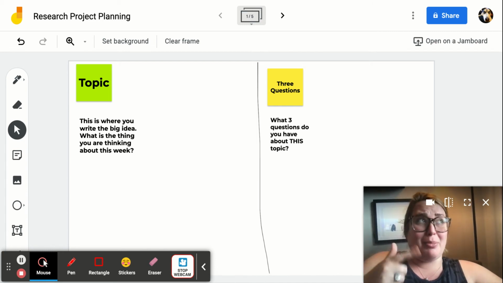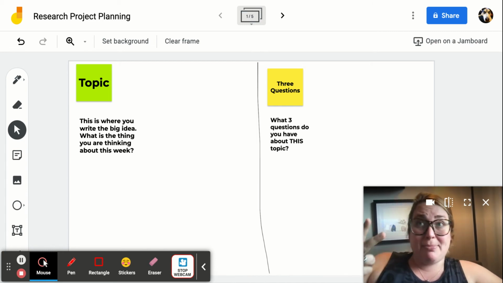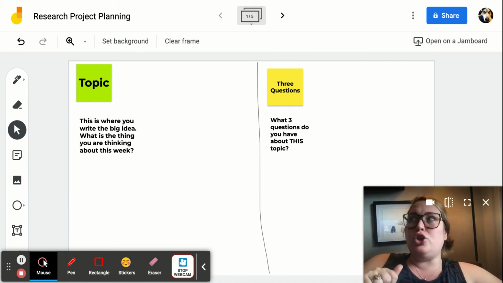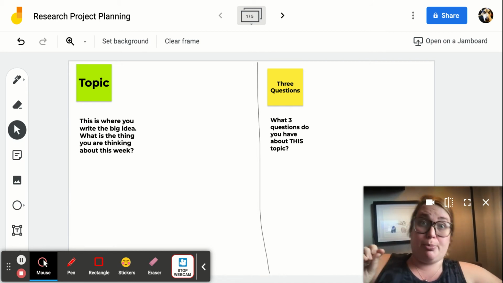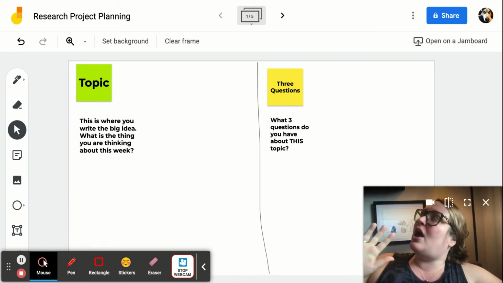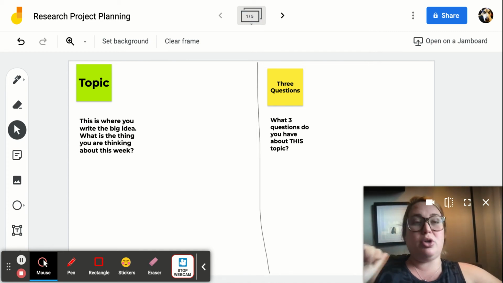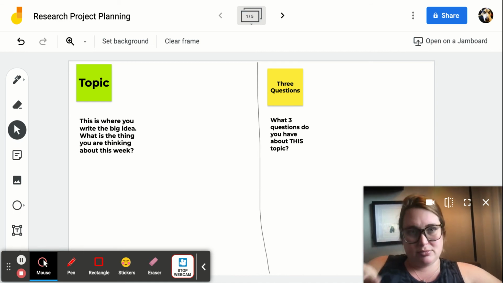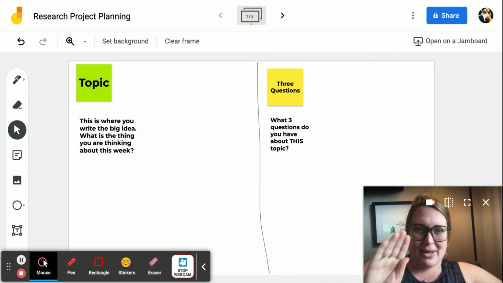You can pick a job. You can pick to research an animal, a place, a culture, a language. You can research art. You can research a person who made art. You can research outer space. You can research how chairs are made. You can research anything you want as long as it is real. It is nonfiction, okay?